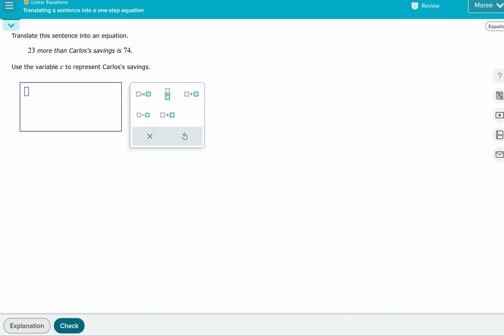The topic is called translating a sentence into a one-step equation. Because it says equation, that means there's going to be an equal sign. A one-step means that you're going to have a variable and you're adding to it, or you're going to have a variable and you're multiplying or dividing, or I guess you could be subtracting with the variable. So let's do some examples.